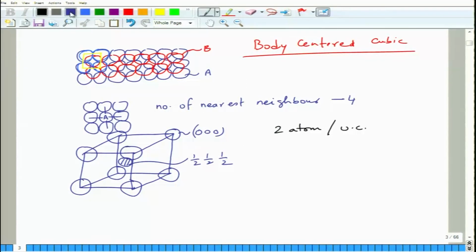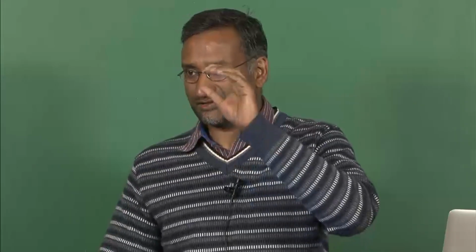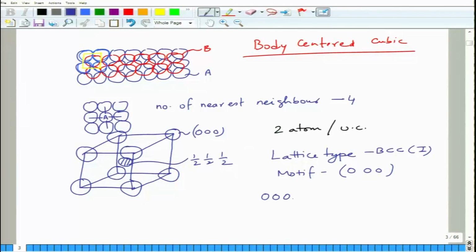So this lattice type is BCC, which is I. When you define the lattice type as I, then the motif is a single atom motif at 0, 0, 0. When you define a lattice type as non-primitive, you don't need to define the coordinates of all the atoms in the motif. You just need to define only one atom which is at 0, 0, 0. The I symbol will ensure that in the unit cell, one atom is at 0, 0, 0, another is at half, half, half, and they are identical lattice points.